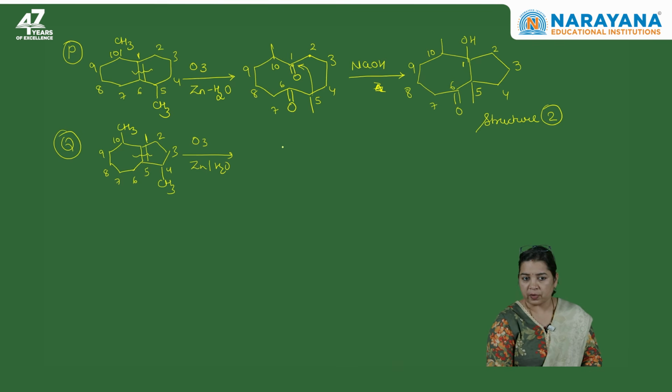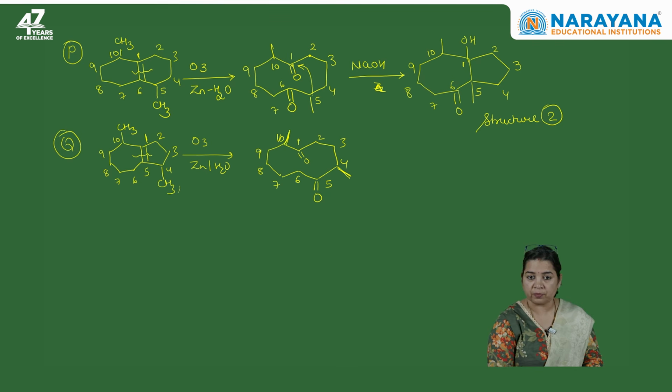Okay, so if I break this, I'll get 1 and 5 as carbonyl, making it the same as above, right? 1, 2, 3, 4, 5. This is 5, having carbonyl. 4 is having methyl, so let me put methyl. Okay, 5, 6, 7, 8, 9, 10. 10 is again having methyl.